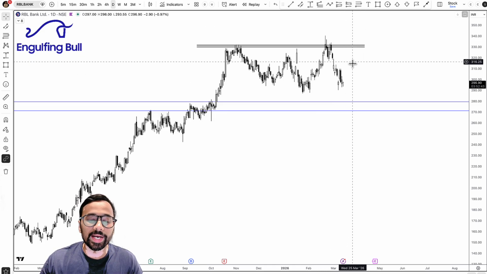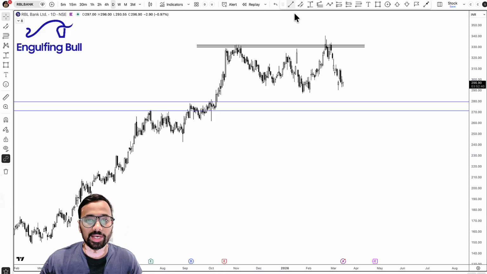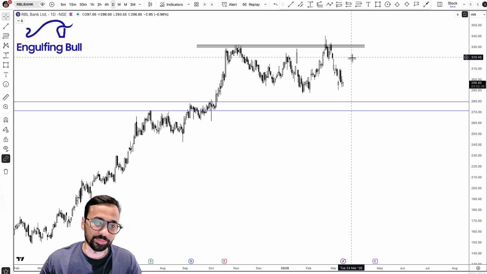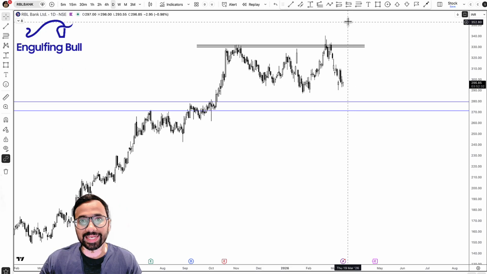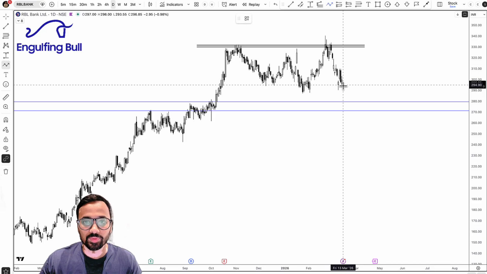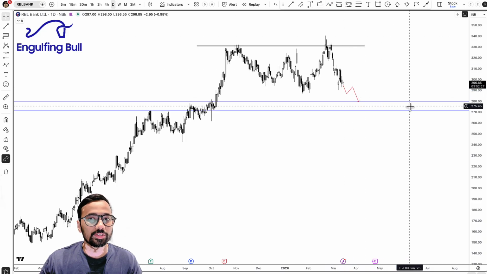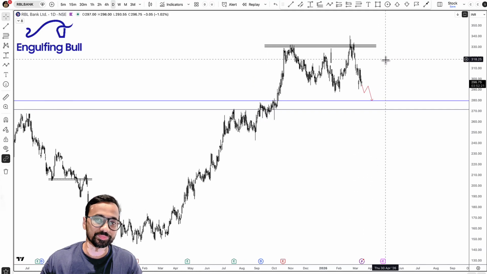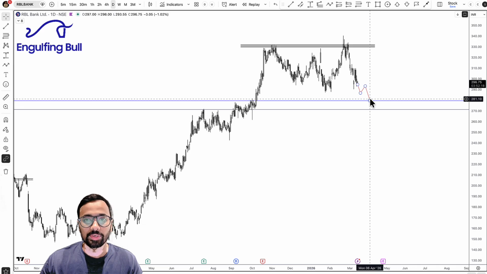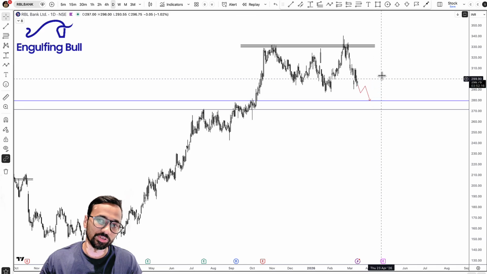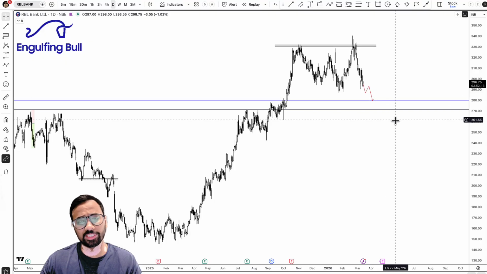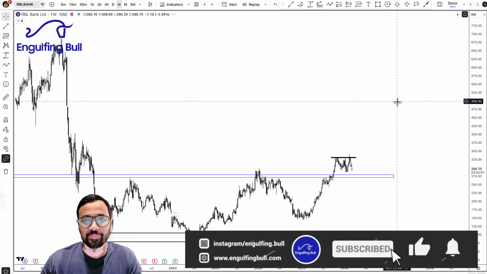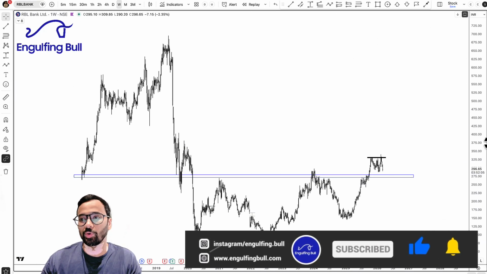Now I know that I have a support line here as well. That's my neckline, I call it a neckline. It can probably go from here, or it can probably come and test this. And once it tests this, it can go higher. If it tests this, then it can go higher from here, or it'll breach this, whatever. But that will be my plan for this particular stock. Okay, this is how you draw lines.